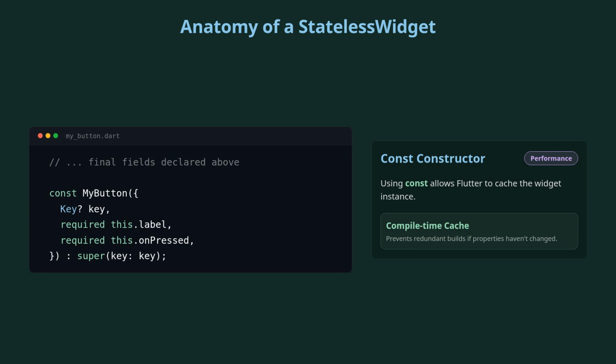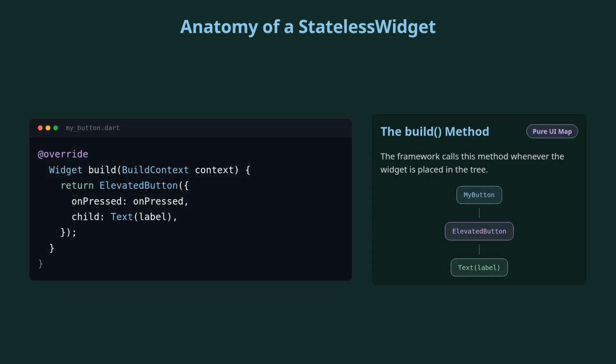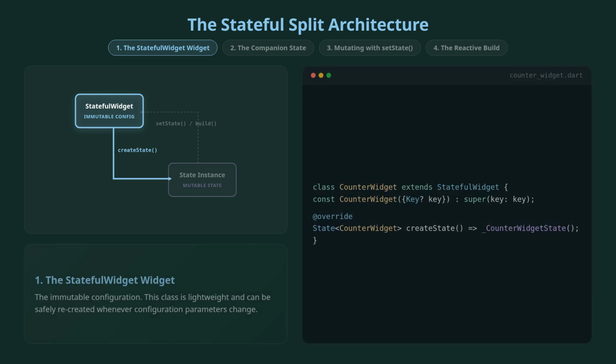The entire rendering logic is packed inside the build method, which receives a build context. This context is actually the corresponding node in the element tree, giving the widget access to its location in the hierarchy and ancestral data. Now, what if our UI needs to change dynamically, say, a counter incrementing on a tap? For this, we use a stateful widget.